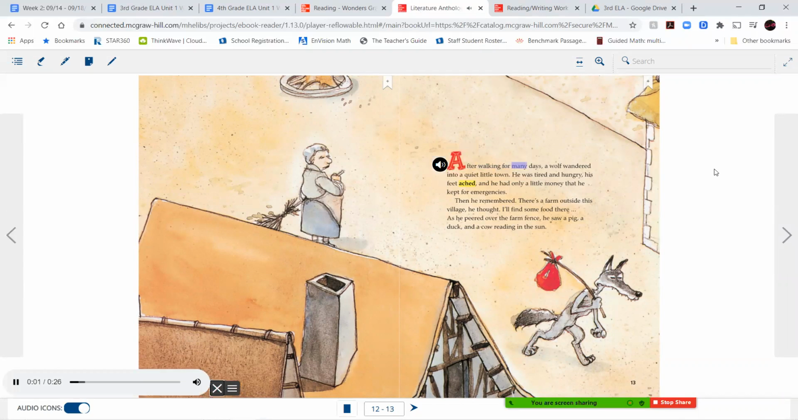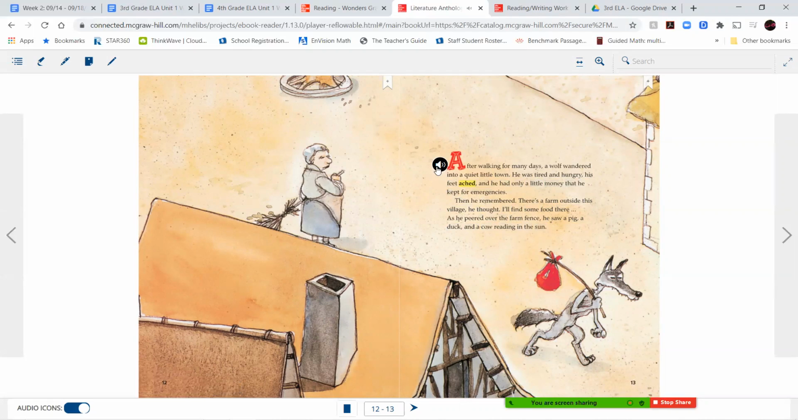After walking for many days, a wolf wandered into a quiet little town. He was tired and hungry, his feet ached, and he had only a little money that he kept for emergencies. Then he remembered. There's a farm outside this village, he thought. I'll find some food there. As he peered over the farm fence, he saw a pig, a duck, and a cow reading in the sun.